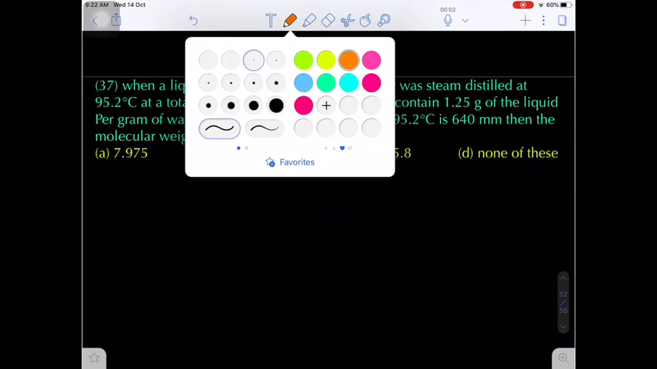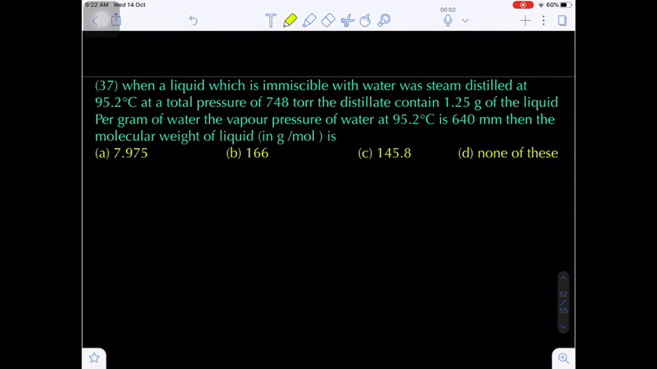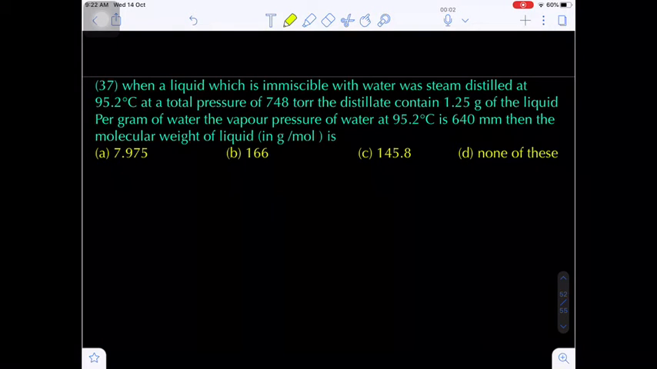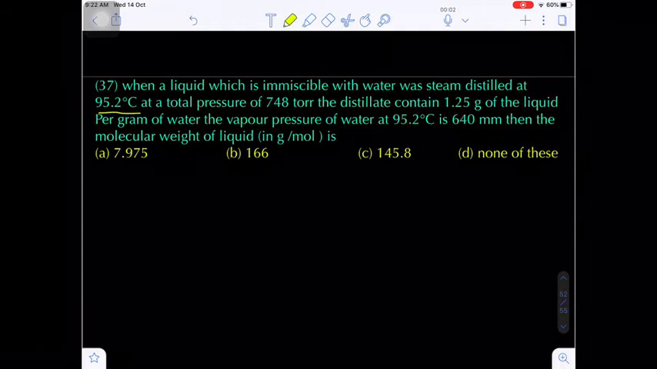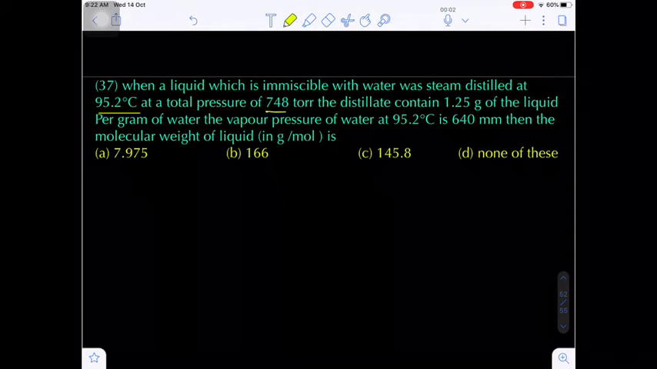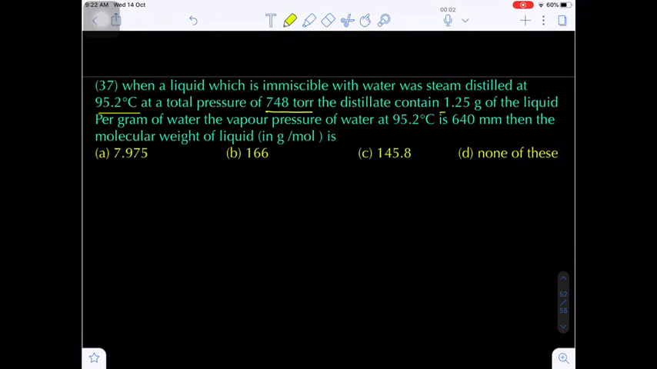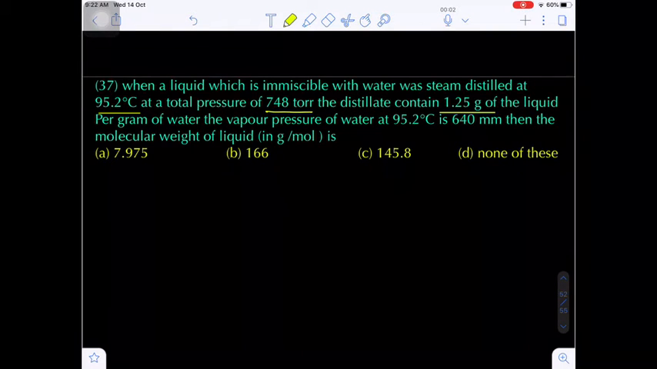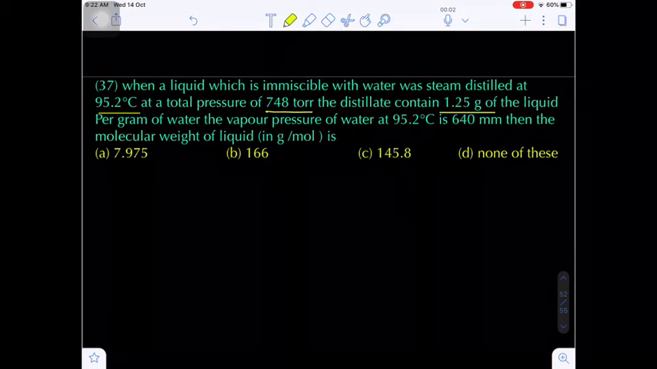Now here there are two important numericals regarding the distillation phenomena. A liquid which is immiscible with water was steam distilled at 95.2 degrees Celsius at a total pressure of 748 torr. After distillation, 1.25 grams of the liquid per gram of water is obtained. The vapor pressure of water is given as 640 mm. Find the molecular weight of the liquid in gram per mole. Are you getting my point?